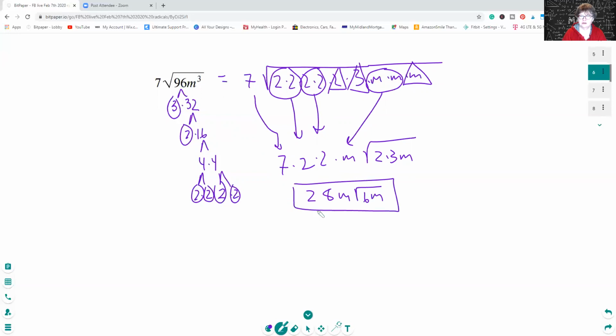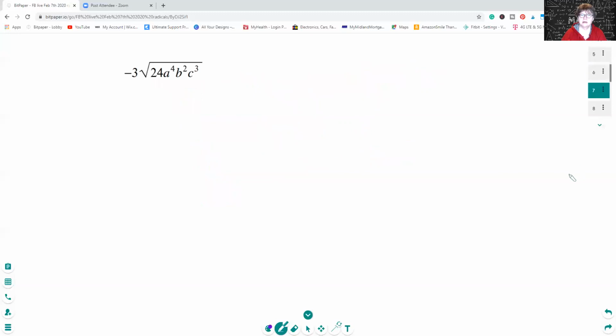I will tell you, if your teacher's picky about absolute value, it would be 28 absolute value of m square root of 6m if they were picky. Most teachers will take my box one. Easy, I'm not sweating it. I'm doing the same thing every time. That's what I love about this method. Now, I'm going to skip that because I think we've talked about it.